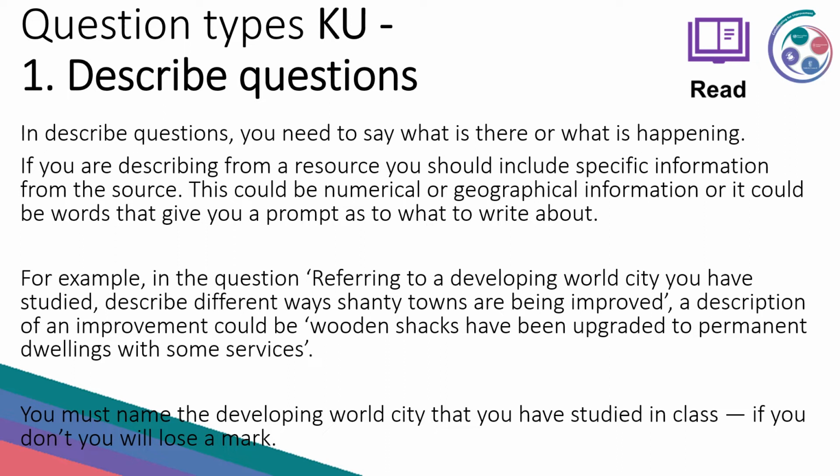And the first one is describe questions. So in a describe question, you need to say what is there or what is happening. If you're describing from a resource, you should include specific information from the source. This could be numerical or geographical information, or it could be the words that they give you to prompt you on what to write about. So look at an example in a second from our human issues section.